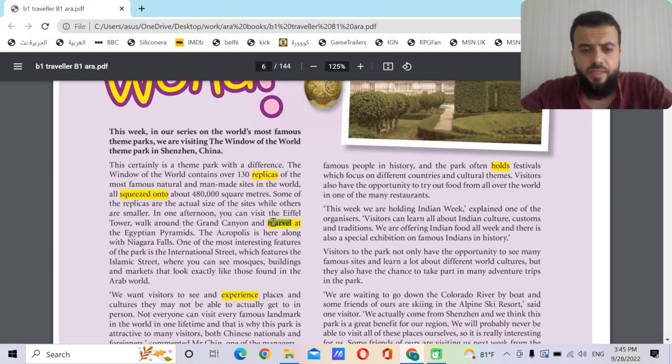Marvel at the Egyptian pyramids. Marvel, this word became super famous after the Marvel Universe movies. So you look at something and you say, wow, this is really amazing. The adjective is marvelous. Marvelous. The Acropolis is here, along with Niagara Falls. One of the most interesting features of the park is the International Street. Interesting. Opposite, boring. The verb is interest. I say, this really interests me.